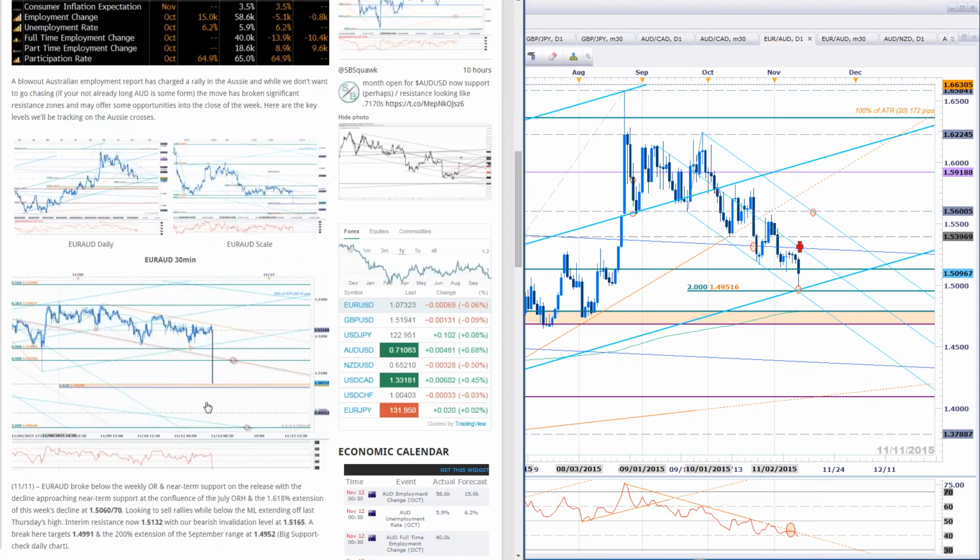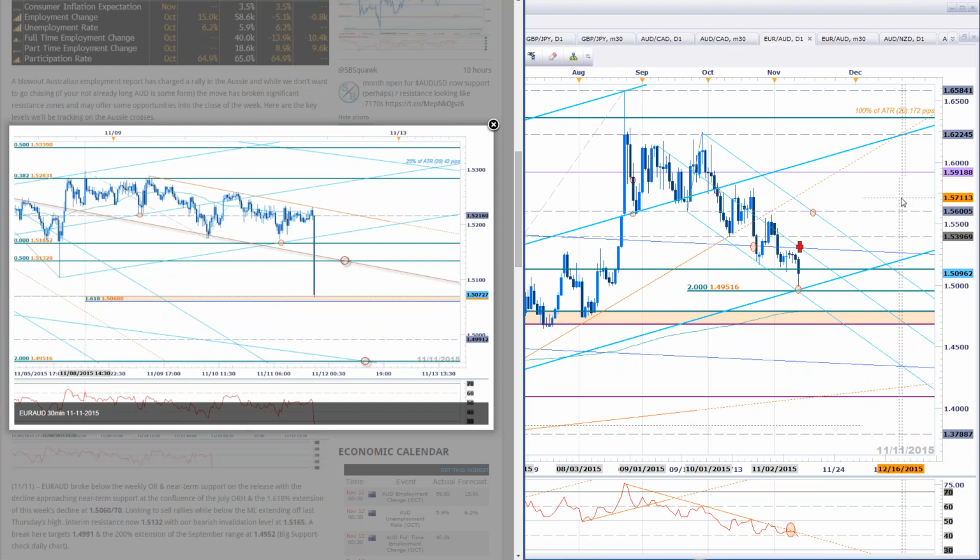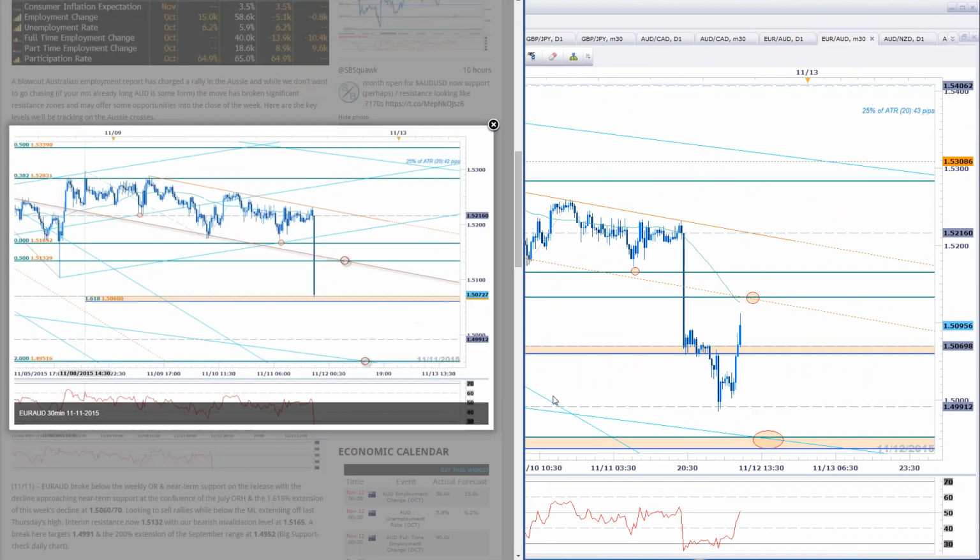Here's what the scalp looked like last night. Here's what it looks like now. Near-term support that we were sitting at when we published this was 50.60.